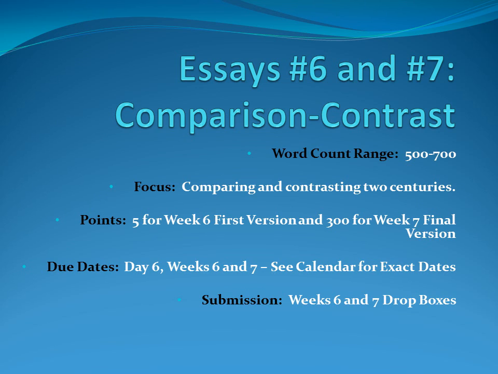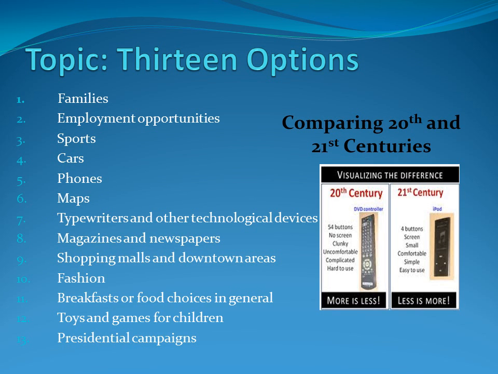You get 5 points for writing the week 6 first version and my advice on improving it, and 300, this time it's 300, not 200 or 100 or 50, for the week 7 final version. The due date, as usual, is Saturday at midnight in weeks 6 and 7, and you will use the correct week 6 and 7 drop boxes.